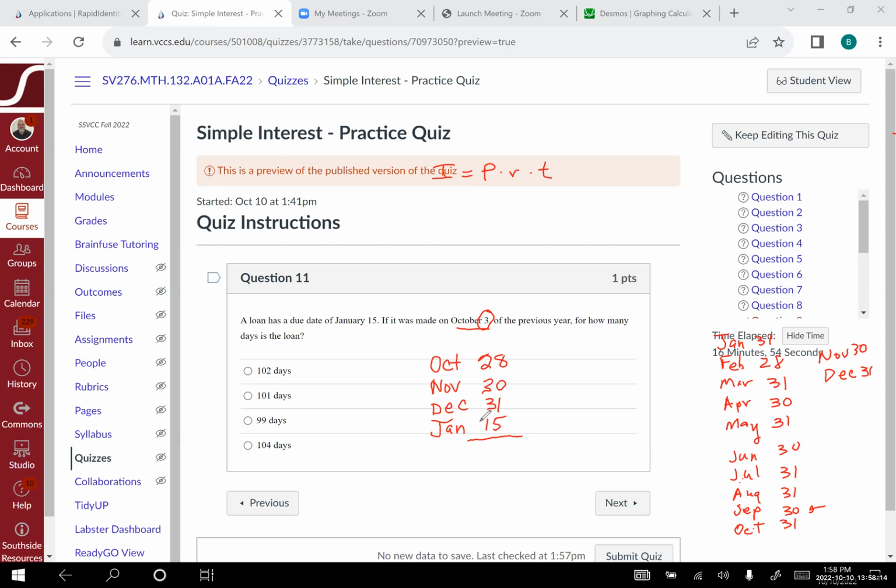All right, so how many days total does that add up to? I got 105. 105. No, 104. Yeah, I have 104 also. All right, sounds good. So 104 days is how long the loan was done for.